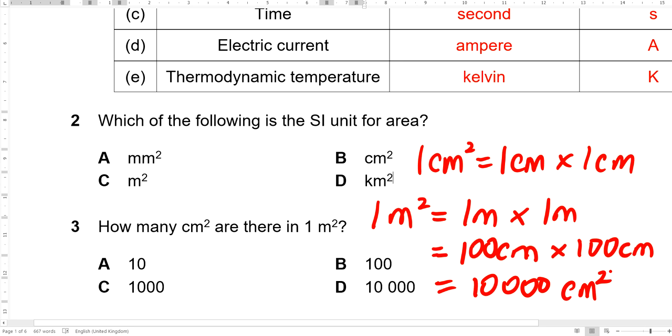How many steps did I use to convert 1 square meter to square centimeters? I converted it to meters first. I broke it down. Then I changed from meters to centimeters. Then after I just use simple mathematics, multiplication only. Okay? So answer will therefore be D. This method can always be used, for area, for volume. In the future, we'll be asking you, how many cubic centimeters in 1 cubic meter? Then you can use the same approach to get your answer. So in this case, answer will be D.